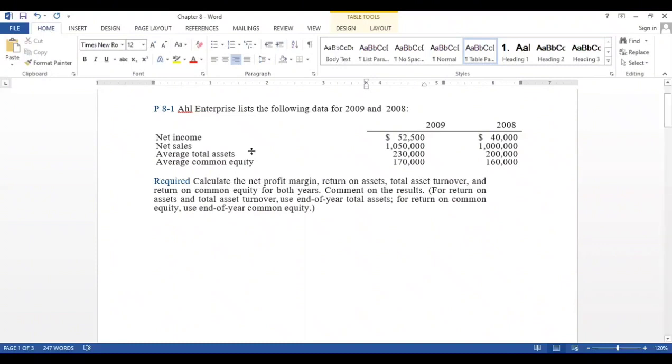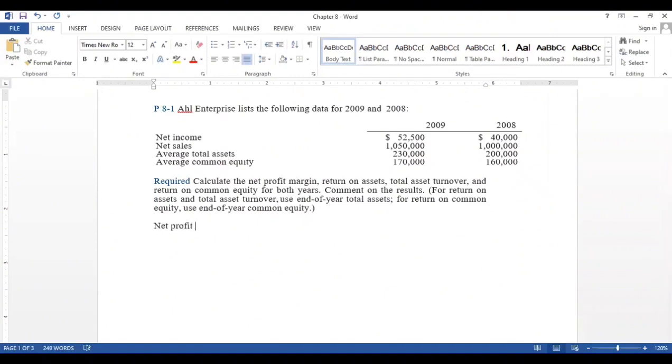Here you can see we are given some data, and we are required to calculate the net profit margin, return on assets, total asset turnover, and return on common equity for both years. Let's get started with the net profit margin.